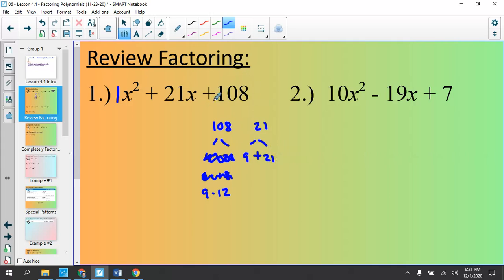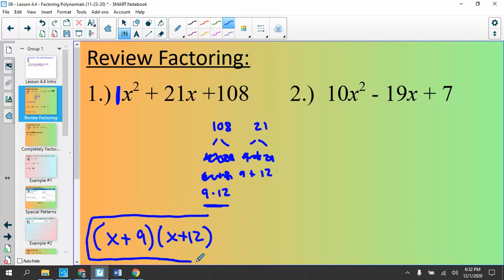Obviously, the bigger the number gets, the tougher this process could be. But once I come up with that combination, 9 times 12 is 108, and 9 plus 12, whoops, I wrote 12. 9 plus 12 is 21. As long as this is a 1 here, which is the big deal, I'm ready to factor. I'm using these 2 numbers and writing this as factored: x plus 9, because it's a positive 9, and x plus 12, because it's a positive 12, and we are factored there.